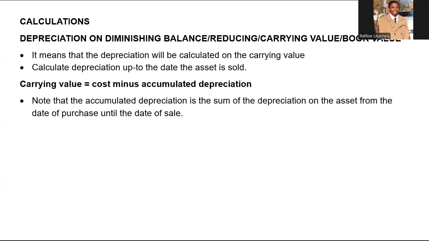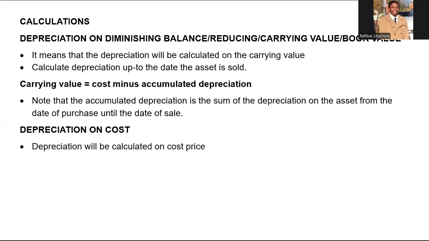The second method for calculating depreciation will be on cost, or straight line. Here, depreciation is calculated on the cost price. You will take the cost price of an asset and multiply it by the depreciation rate to get depreciation for that year. Depreciation here will be calculated, as I've said, by taking the cost price and multiplying by the depreciation rate.